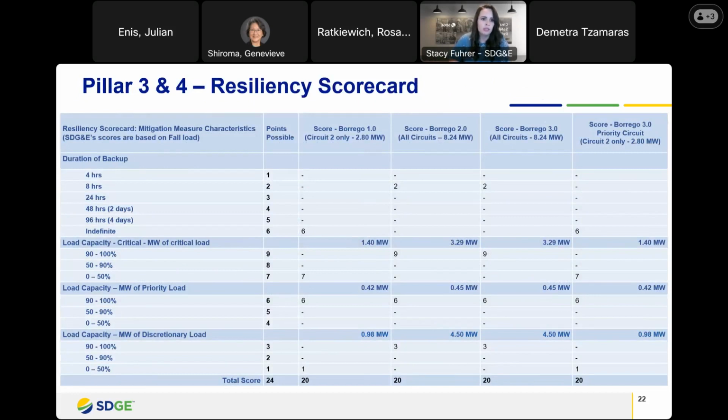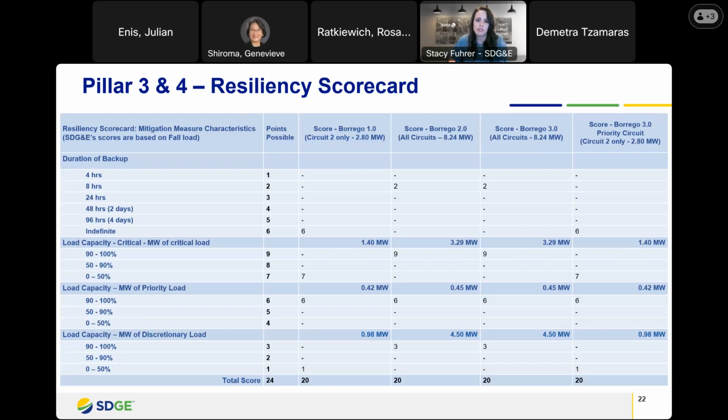Now for SDG&E, Pillar 3 and Pillar 4 would be our resiliency scorecard, because it's important that we see how SDG&E has scored through the multiple iterations of Borrego Springs. The first column would be SDG&E score for Borrego 1.0. The second column would be SDG&E score for Borrego 2.0, where the major difference between Borrego 1.0 and Borrego 2.0 would be the addition of all of the load within the community. So that would be circuits 1, 2, and 3, versus Borrego 1.0, which only provided support to circuit 2.